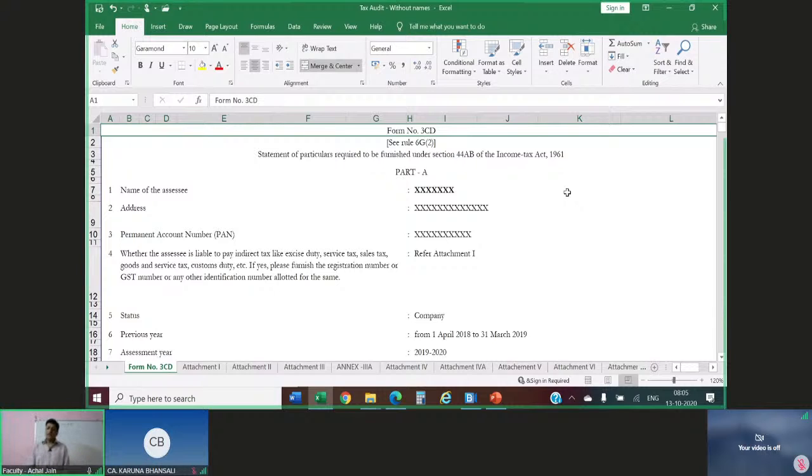You can now see form 3CD on your screen. So we thought it will be better to get into the actual Form 3CD. Actual Form 3CD means Form 3CD with those particulars which we actually see when we fill that Form 3CD, and then discuss the clauses around it, and then discuss the audit procedures around it one by one.